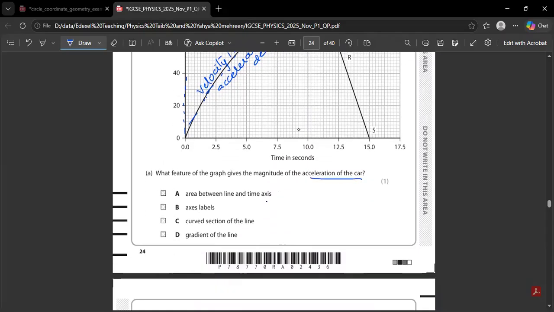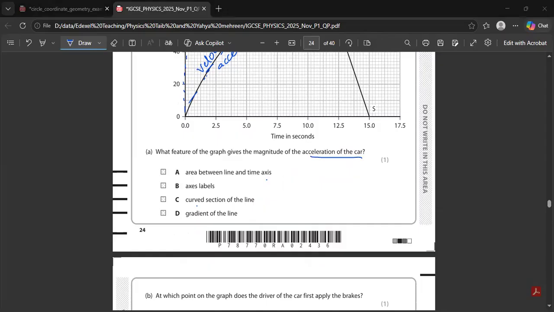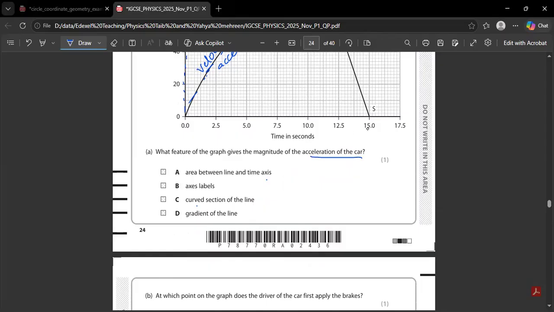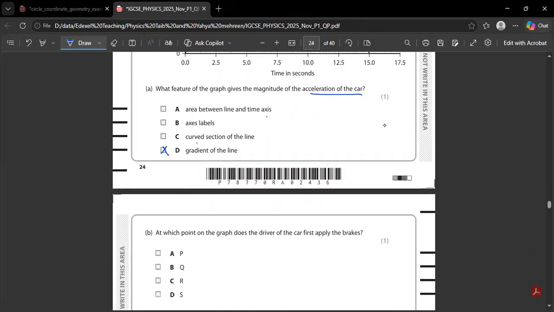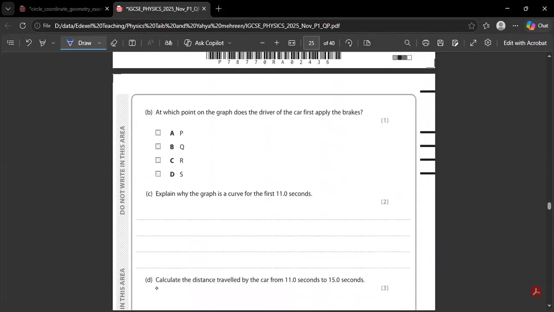So what feature of the graph gives the magnitude of acceleration of the car? Area between the line and time axis, level or curved section, or the gradient of the line. It should be gradient, right? Gradient of the line, okay? The gradient of the velocity time graph gives the acceleration, okay?